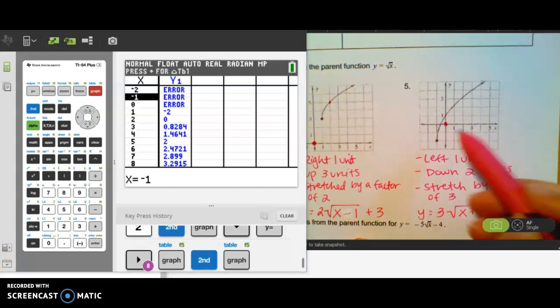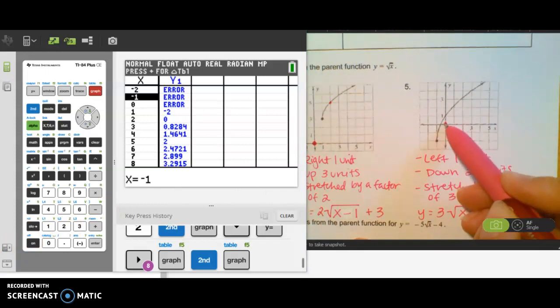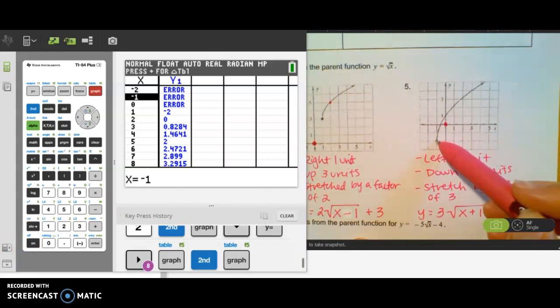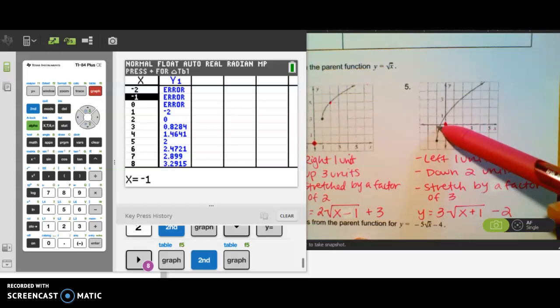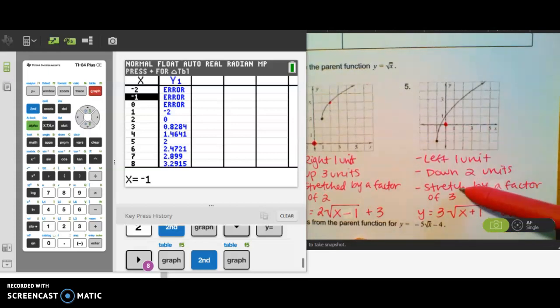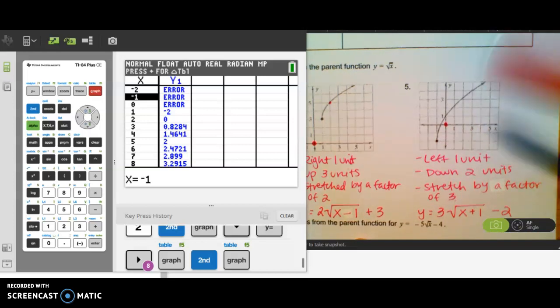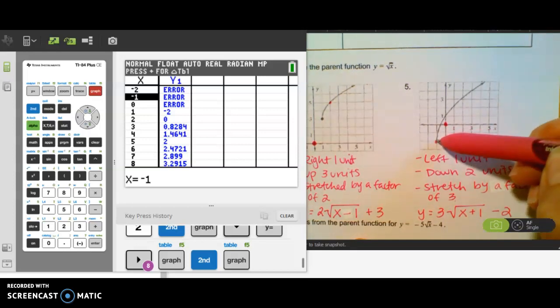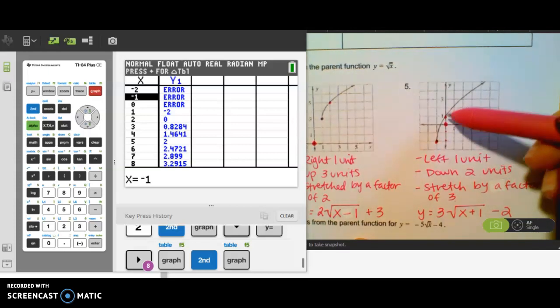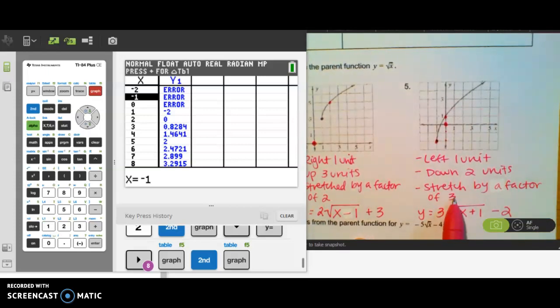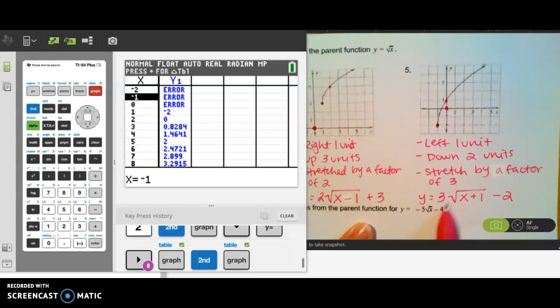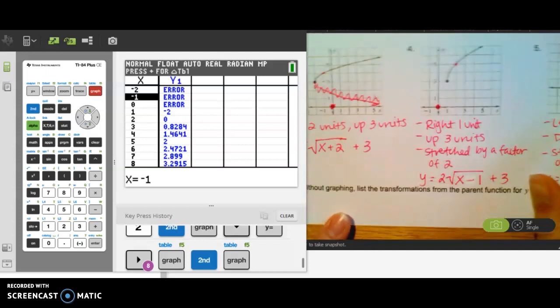All right, here's the last one. This is usually where the parent function starts, so our starting point is actually down here, which means it went left 1, down 2, and I said stretch by a factor of 3. Why is that? Because from our first nice point to our next one, we went over 1 and up 1, 2, 3. So that tells us to stretch by 3. That means our a value is 3. Left 1 unit tells us x plus 1 under the root, and down 2 tells us minus 2 on the outside.